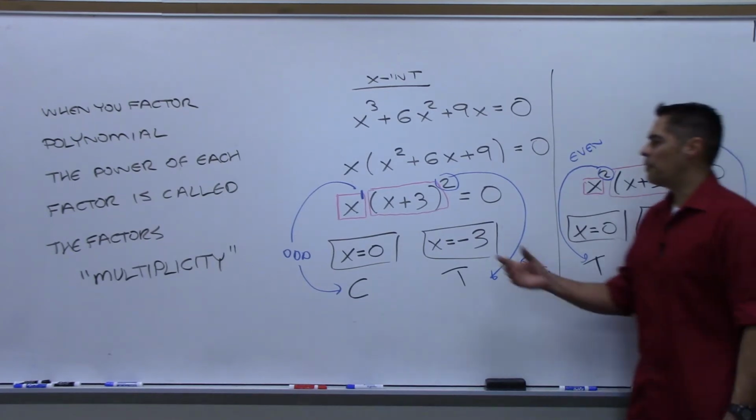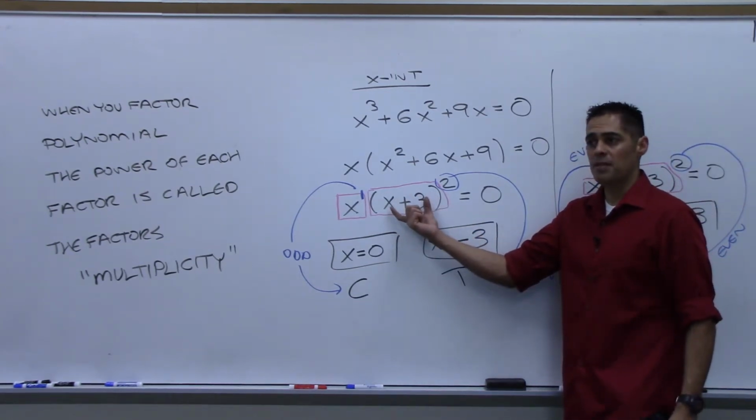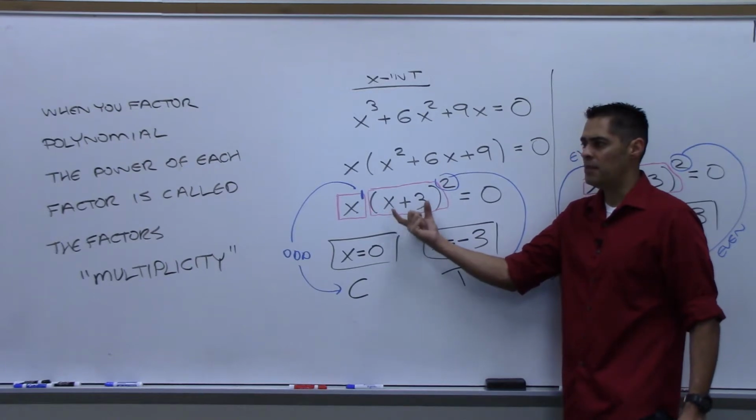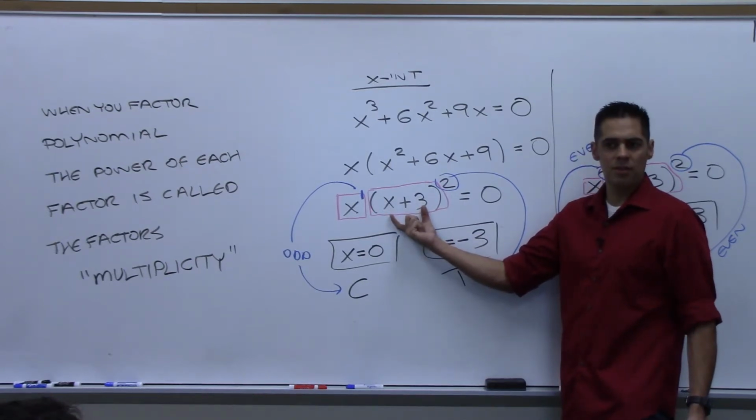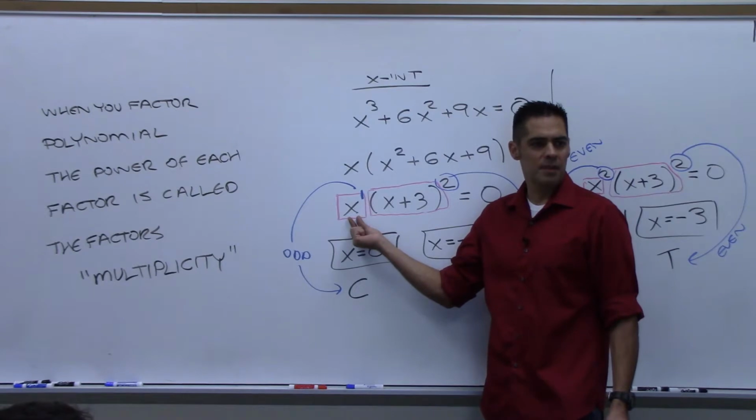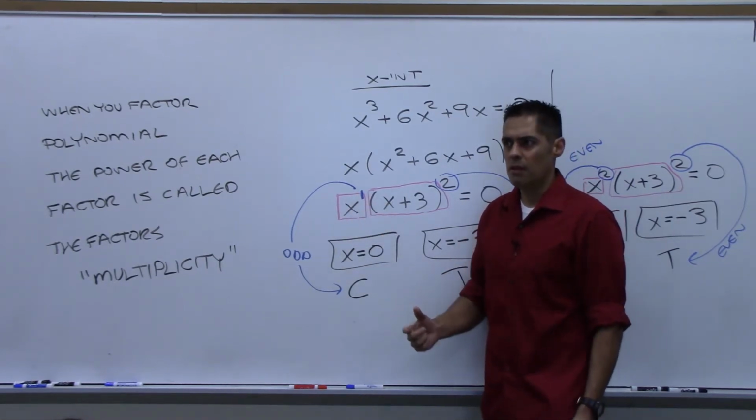I think it comes from the idea that the factor is multiplied times itself, right? How many times is this factor multiplied times itself? Twice, so the multiplicity is 2. How many times is this factor multiplied times itself? Well, there's only one of them, so just one, right?